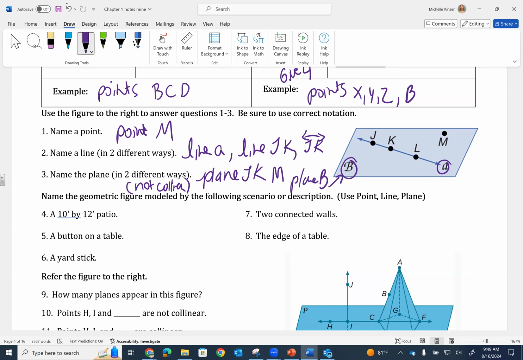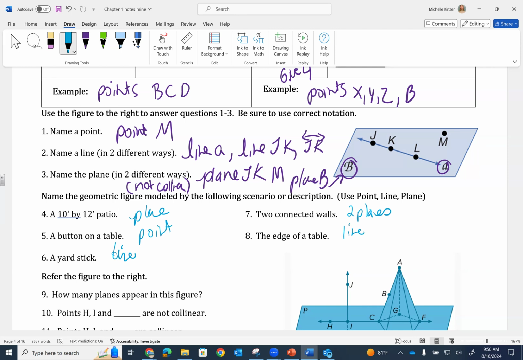Okay, let's name some geometric things that could be this. Okay, a patio. So like out back or in front of your house, if there's a cement patio there, what would that be? That'd be like a plane. A button on a table could be like a point. A yardstick could be like a line. Okay, and then 2 connected walls, those are 2 planes. And then the edge of a table could be a line.